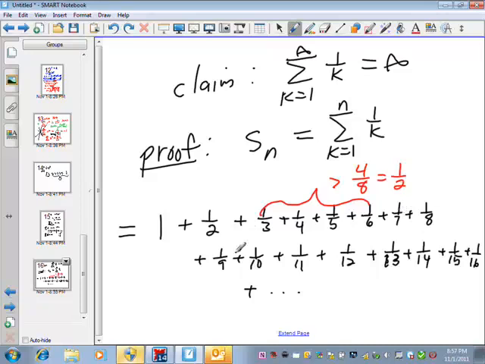Each one of these, 1, 2, 3, 4, 5, 6, 7, 8, each one of these, I'll put them in blue, all bigger than 1 over what? 1 over 16. And there are 8 of them. So this whole thing in blue is bigger than 8 over 16, which is 1/2. And that does not stop. I keep adding all these terms, and I can keep grouping them forever. I can always get a group that's bigger than 1/2.